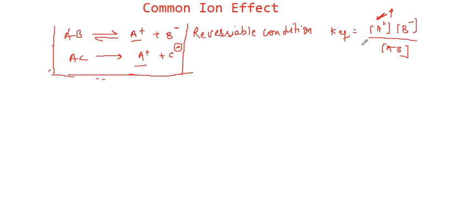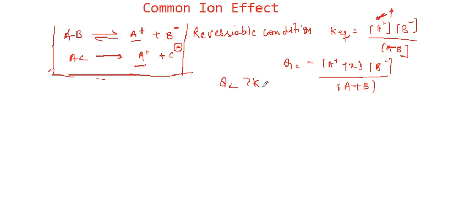So now we know QC, the new concentration term, when A plus is a little higher, let's say A plus plus some X, times B minus divided by AB. So we know QC is greater than KC. Here QC is greater than KC, so the reaction will move in the reverse direction. So that is known as the common ion effect.